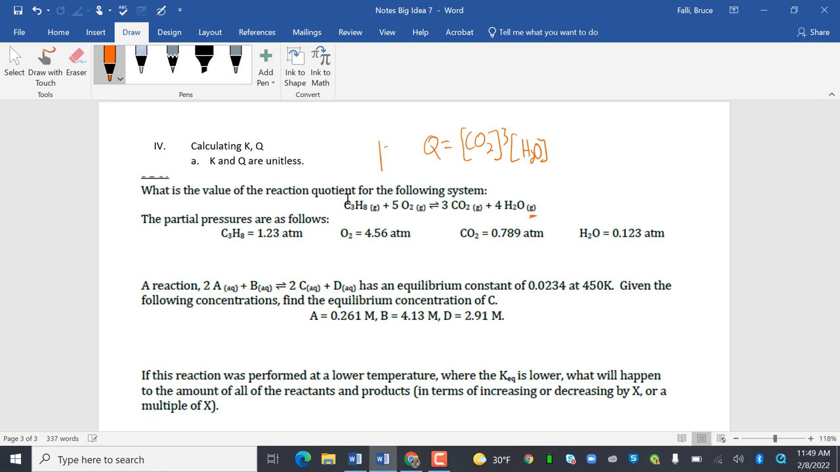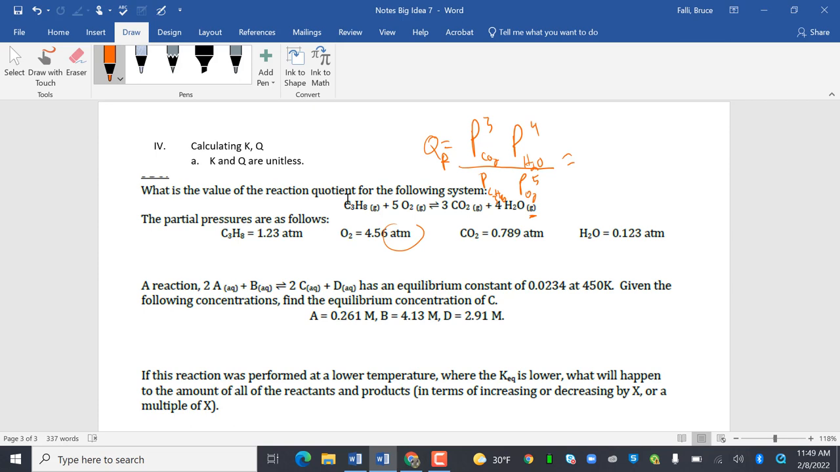Well, actually, what is the value of the reaction quotient? We'll say it's Kc, all right? And we'll do Qc here. Actually, this says atmosphere, so we're going to give it a P. So that means I need to change my Q expression. P_CO2 cubed, P_H2O fourth, over P_C3H8, P_O2 to the fifth. And I'm just going to plug that in.